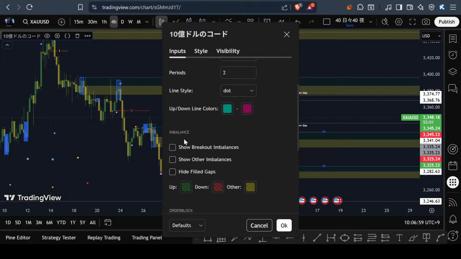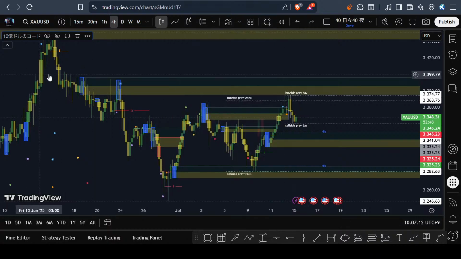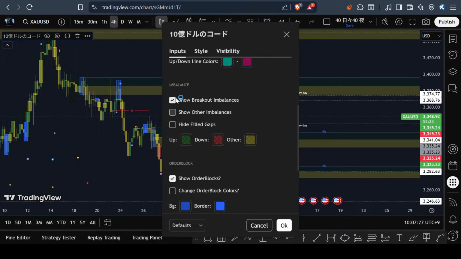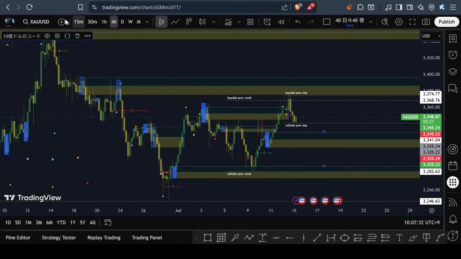It can show the breakout imbalances in the market, which are the favorable gaps. Also the other imbalances in the market. As you can see, these are imbalances where prices tend to come in and fill. But inverse favorable gaps is not my cup of tea. I only base my strategy on the order blocks, or to simplify it, I usually say the supply and demand zones.